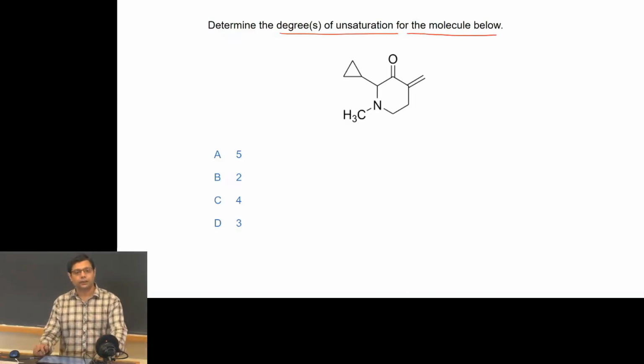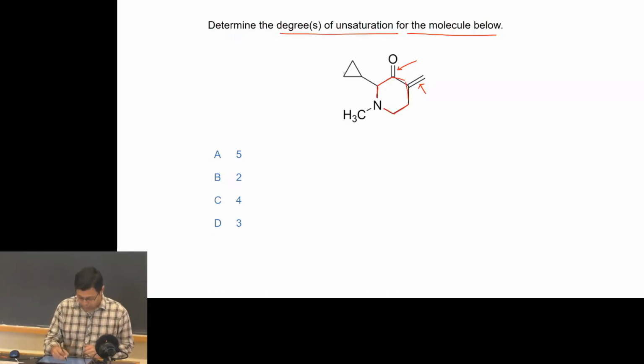As we have learned in the last lecture, degrees of unsaturation is nothing but a combination of all the pi bonds and the rings in a molecule. So let's count the number of pi bonds and rings here. You have one pi bond here in that double bond, another pi bond here in that double bond. That is one ring. That is the second ring.